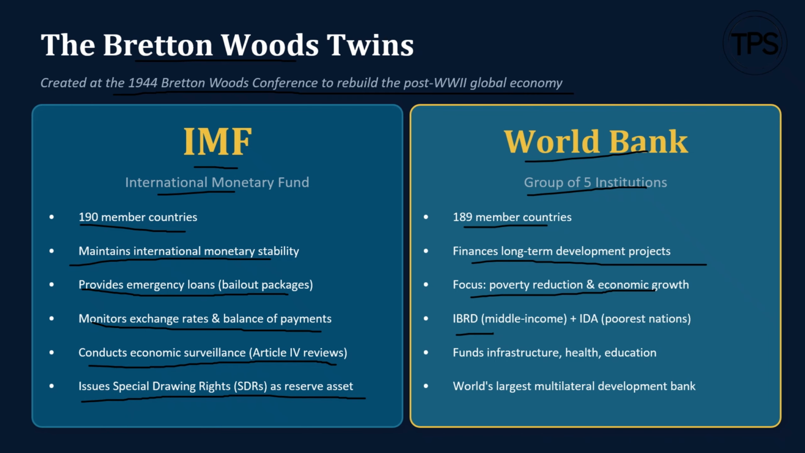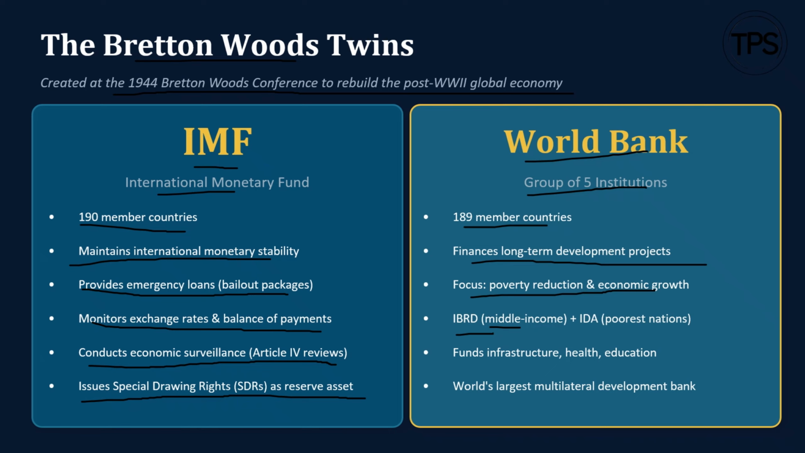There are two types of World Bank programs. One is the International Bank for Reconstruction and Development, which helps middle-income countries with reconstruction and development. The major objective of IBRD is to reduce poverty, promote economic development, finance infrastructure projects, and support education, healthcare, and environmental projects.